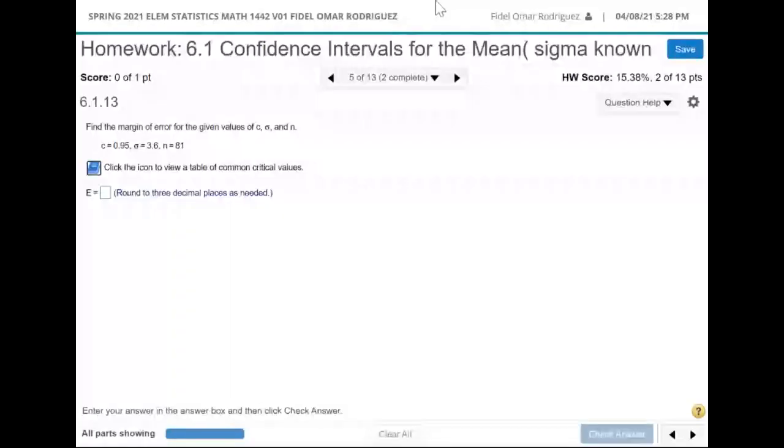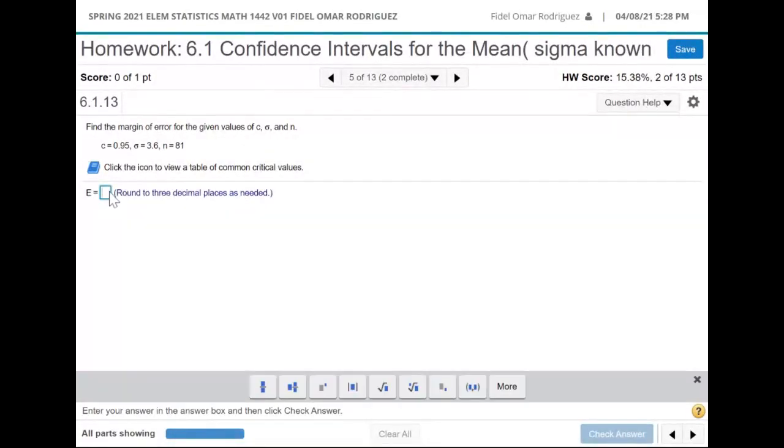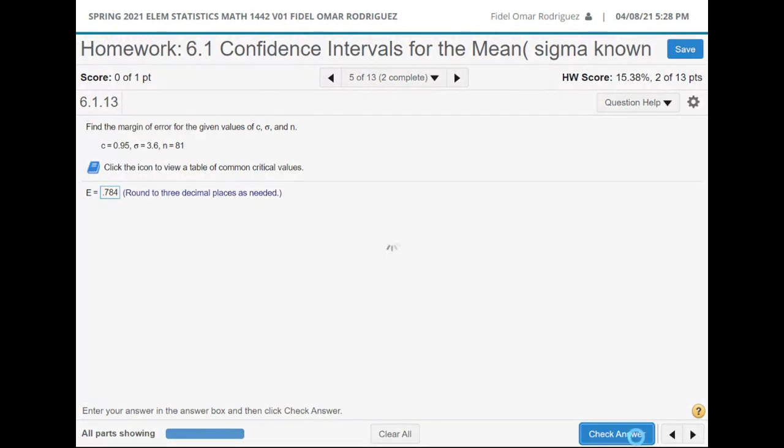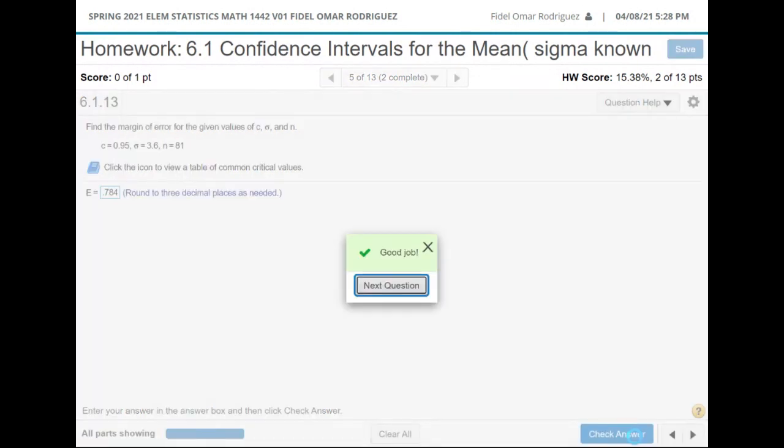So what I'm going to do now is, here we go. The directions for this problem said to go ahead and round it to 3 decimal places. So I'm going to type in 0.784 because that is 3 decimal places. I'm going to hit check. And so we got it, right?